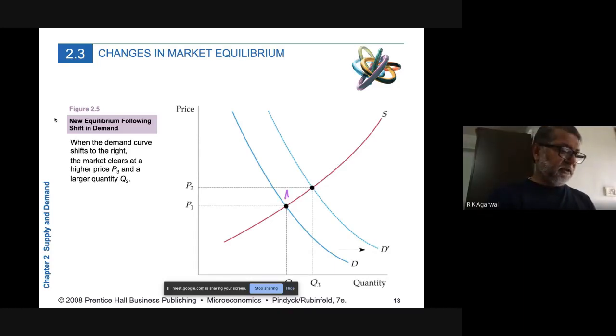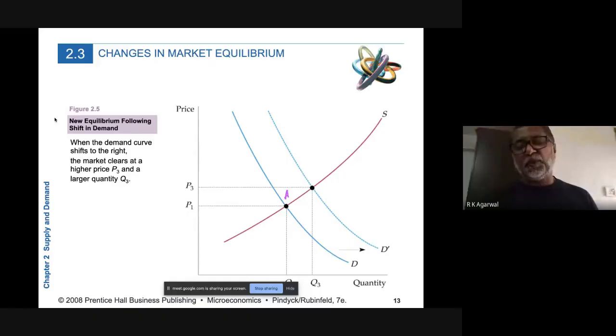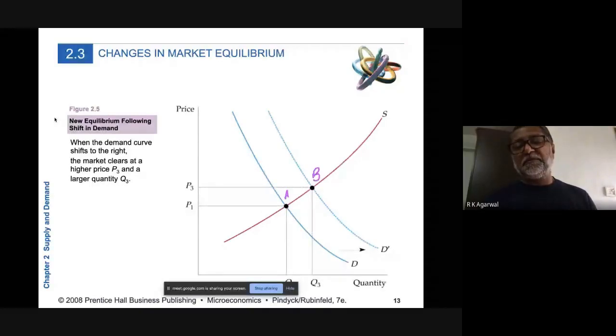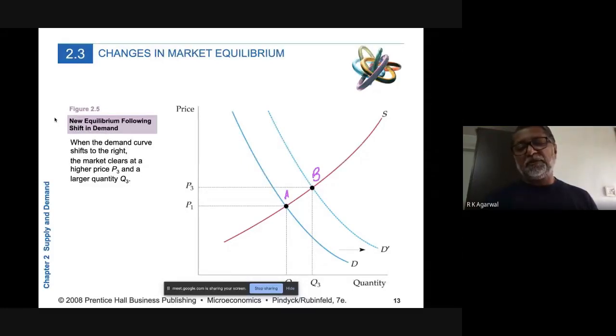So what will happen now? Previously, the equilibrium was at point A, and now it is at point B. So earlier prices were lower at P1, and quantity was smaller at Q1. Now, as a result of the increase in demand from D to D dash, prices have gone up from P1 to P3, and the quantity has gone from Q1 to Q3. So that is what it means.